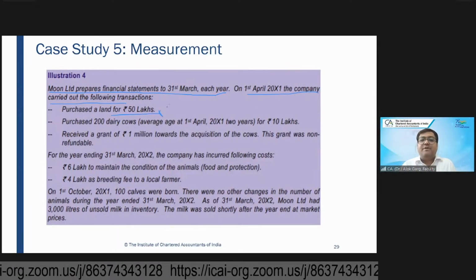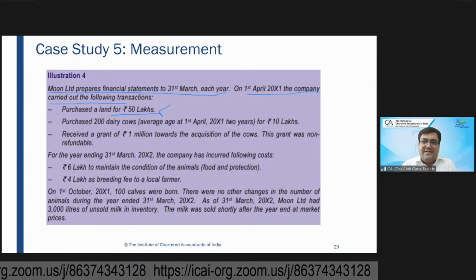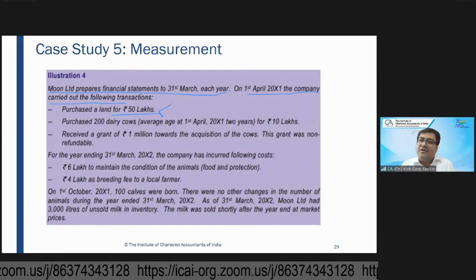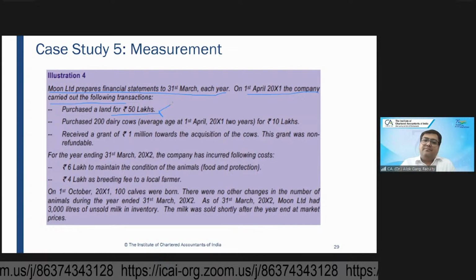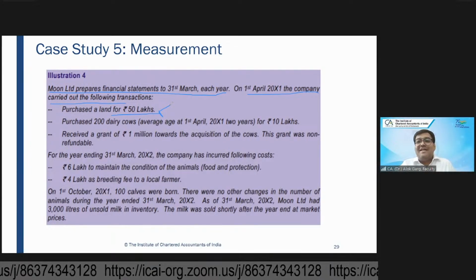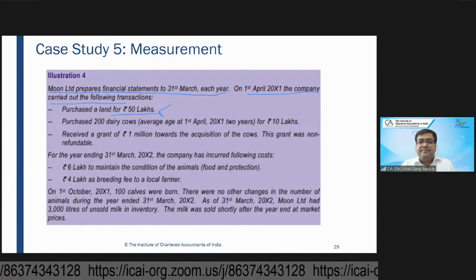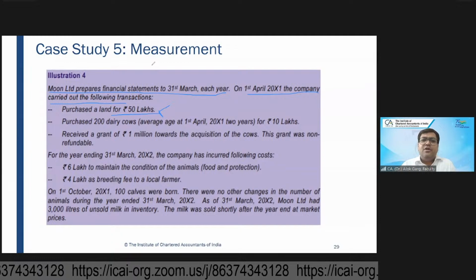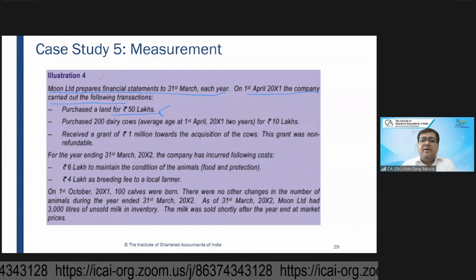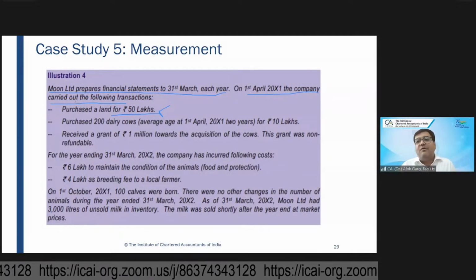Purchase a land for rupees 50 lakh. Tell me, is it an Ind AS 41 item or is it an Ind AS 16 item? Whether this land is a biological asset or PPE, it's PPE. So what is the accounting entry? Land account debit to bank account, it will go into the balance sheet.